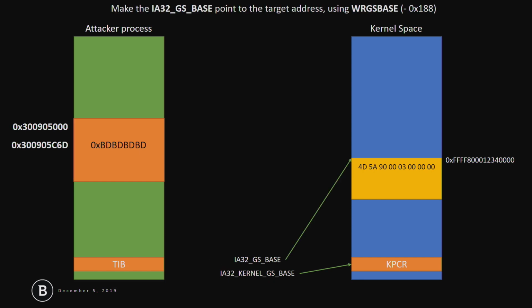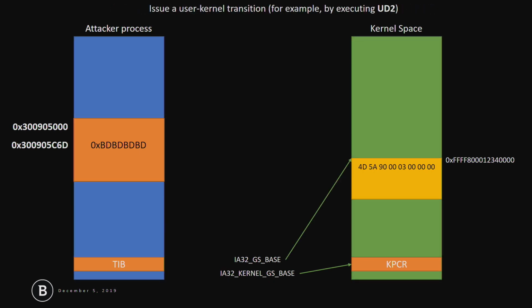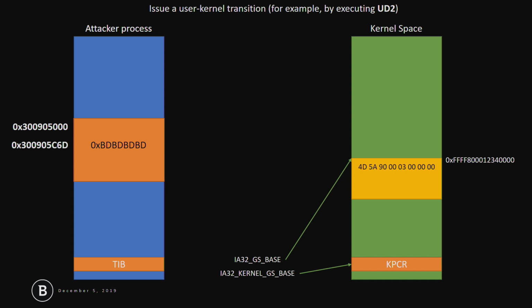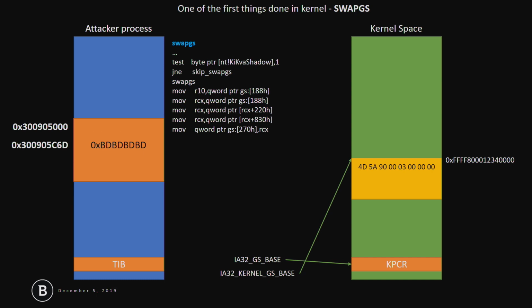We issue a user to kernel transition. One of the first things, we use write GS base to make the GS base point to the kernel memory minus 188, and we issue a user to kernel transition. Now, one of the first things that happens after a user to kernel transition is that SWAPGS is executed, and the GS base and the kernel GS base are swapped.